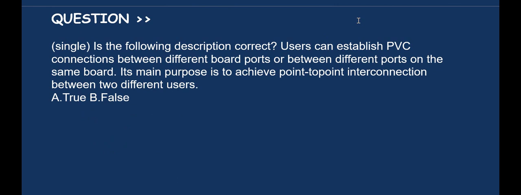Next one, which of the following description is correct? Users can establish PVC connections between different broad ports or between different ports on the same board. The main purpose is to achieve point-to-point interconnection between two different users. The options are option A, true, option B, false. The correct answer is option A.